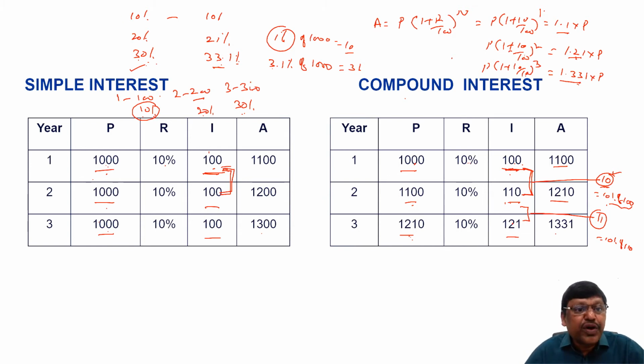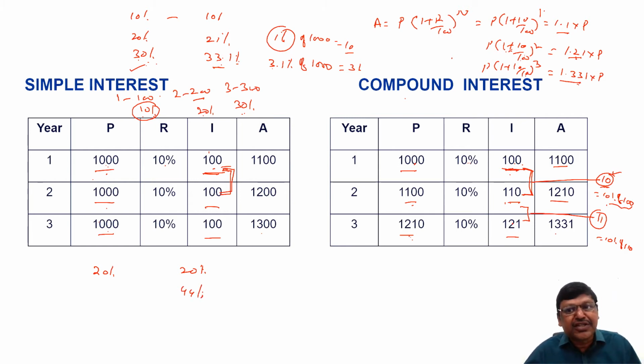Suppose the rate of interest is 20%. I can say for the first year here it is 20%, here also it is 20%. And for 2 years, (1 plus 20 by 100) whole square, 1 plus 20 by 100 is 1.2, whole square is 1.44, meaning 44% here.